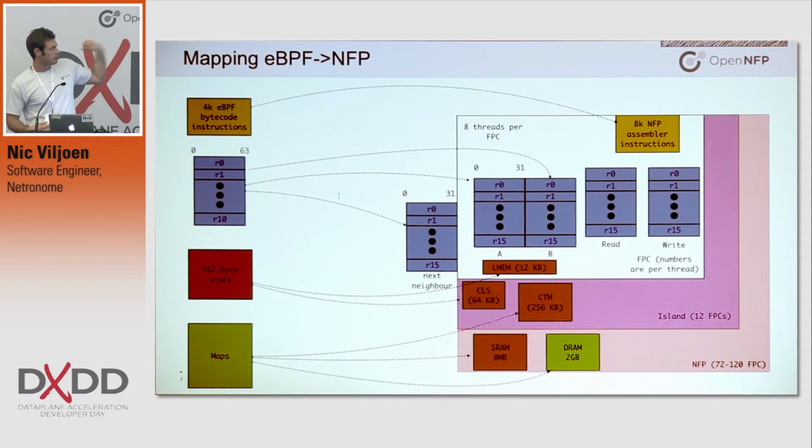You've got 4K of bytecode instructions. We have 8K of NFP assembler instructions. So we can map those in there. That can usually fit. We have the 10 64-bit registers. Now we can fit those into our A and B banks plus some of the next neighbor banks. Obviously you're saying, hang on, you've got 32-bit registers on the one hand, you've got 64-bit registers on the other hand. That's going to cause some reduction optimization. I'll talk a little bit more about that later. There's some things we can do to significantly increase performance there.